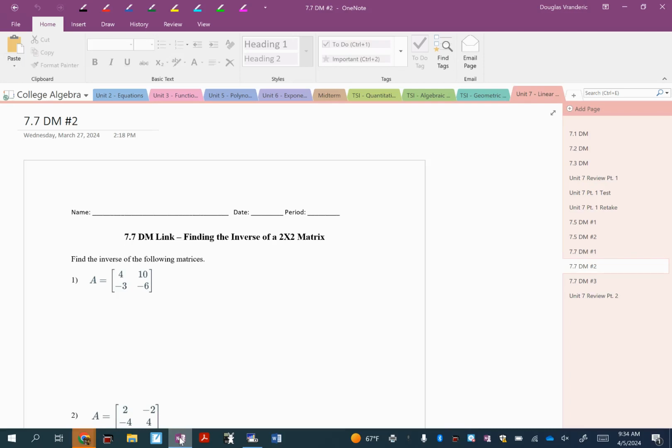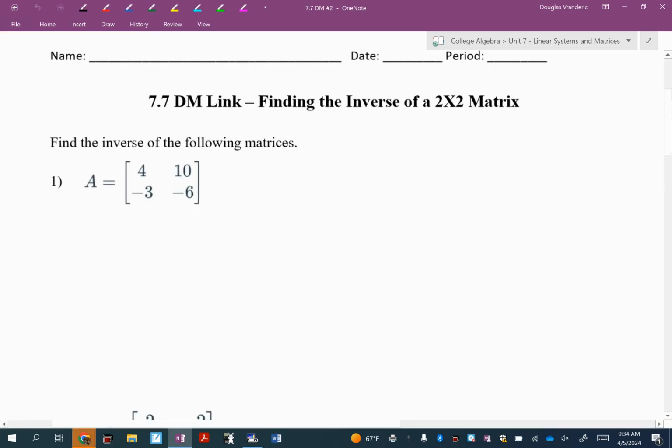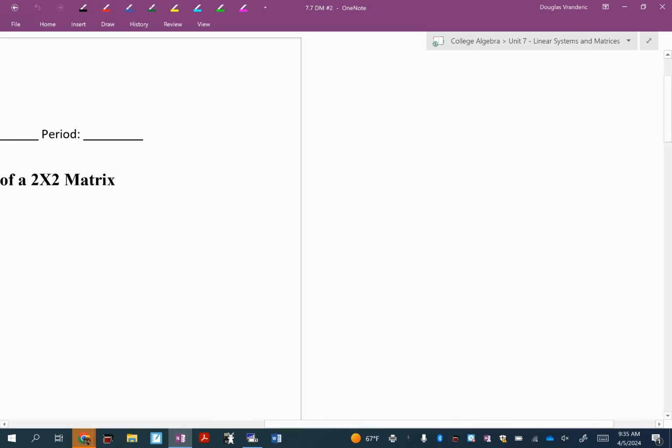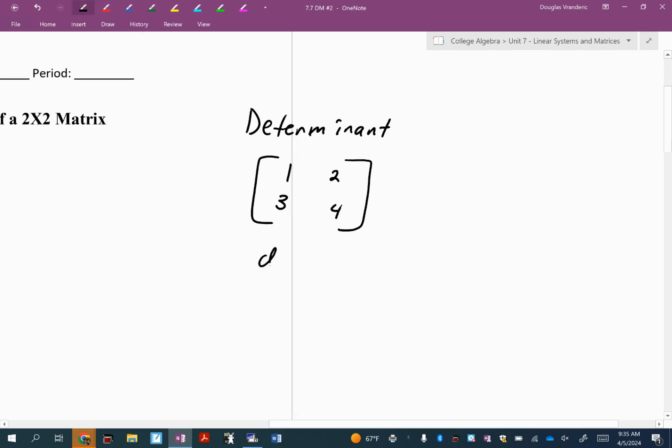Today we're going to do another skill similar to what we did on Wednesday. A few days ago, I taught you how to find the determinant. Do you remember that word from two days ago? If I make up some numbers, I'll keep it simple: 1, 2, 3, 4. Do you remember how to find the determinant? 1 times 4 minus 2 times 3. Nice. That's how you find the determinant.